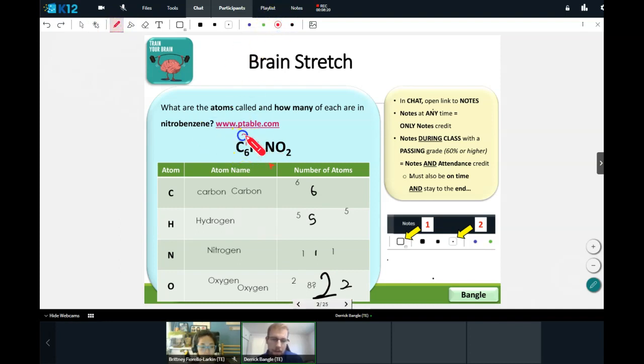Why? Because it's blank. Just like in math, if there's no number in front of a variable, then it just means that there's one of that variable. So just like in chemistry, if the subscript is blank, that's just 1. And then finally, oxygen is 2. All right.